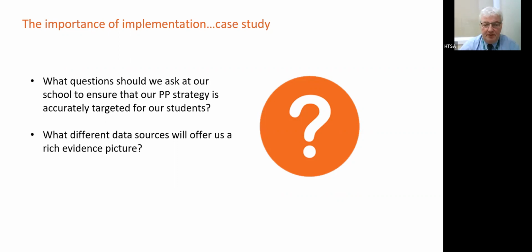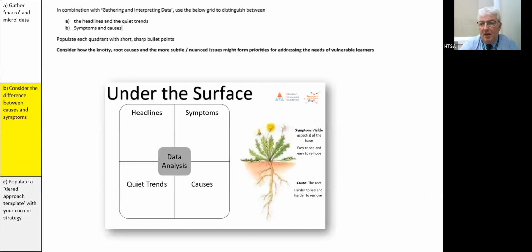With this rich evidence, another task worth doing, the outline for which is in the Padlet, is this idea of what's under the surface. The difference between the headlines and what the quiet trends are that are going on. What are the symptoms and what are the causes?